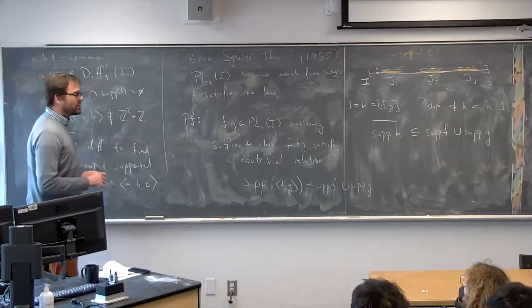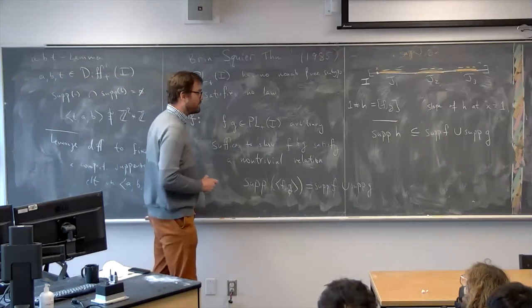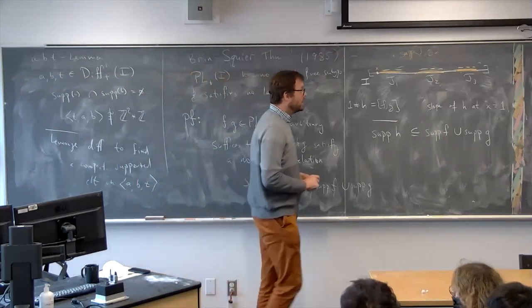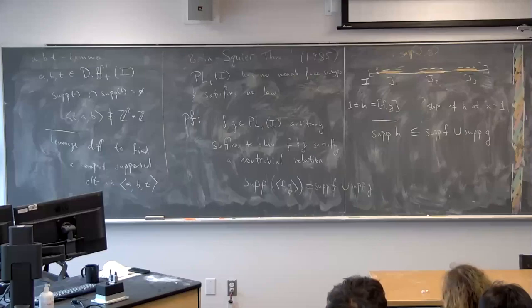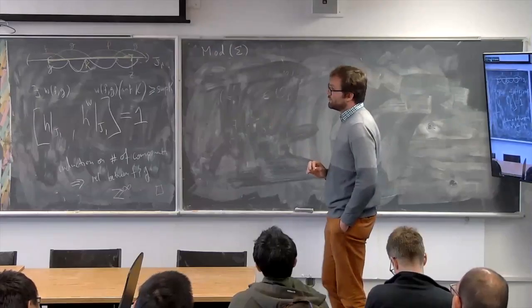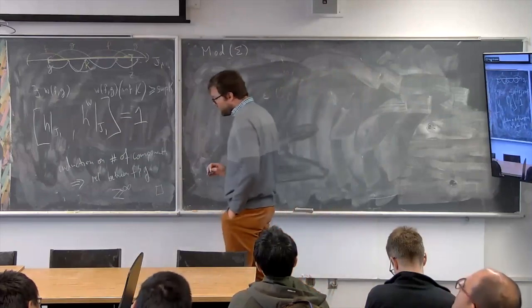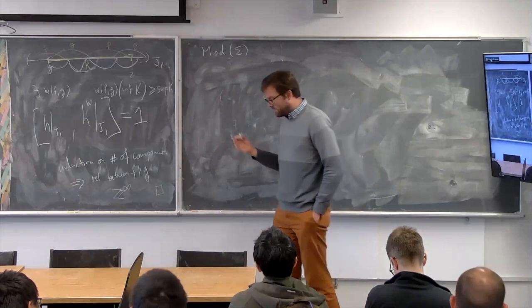So I had mentioned one more class of groups that I like to think about from the point of view of regularity. Those are mapping class groups of surfaces. The thing about mapping class groups of surfaces is that their subgroup structure is very, very complicated. However, let's say that you wanted to prove directly that a mapping class group cannot act by C2 diffeomorphisms on, say, the interval or the circle.